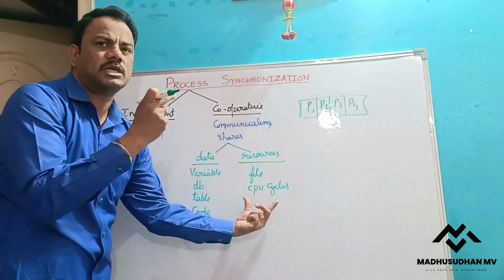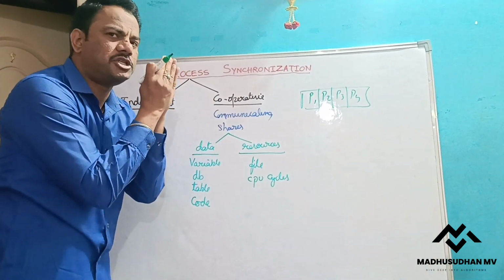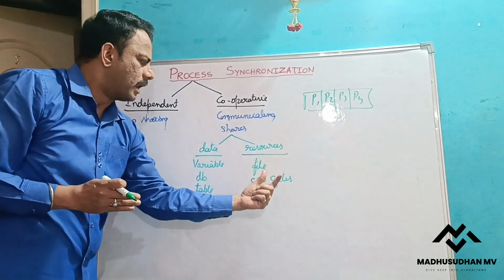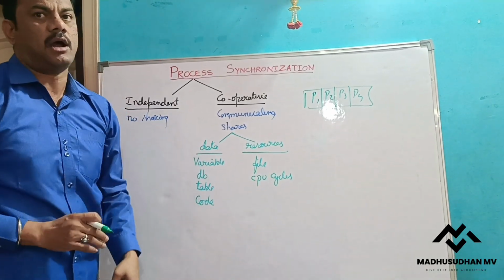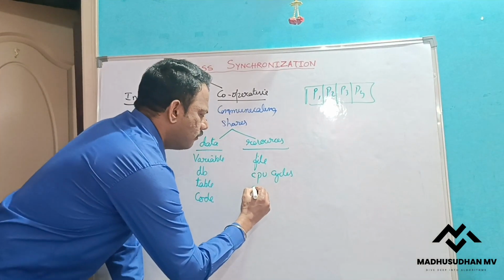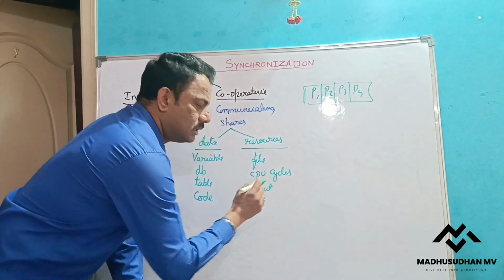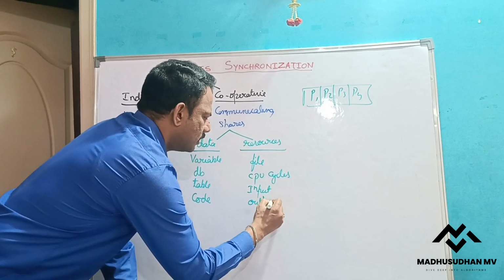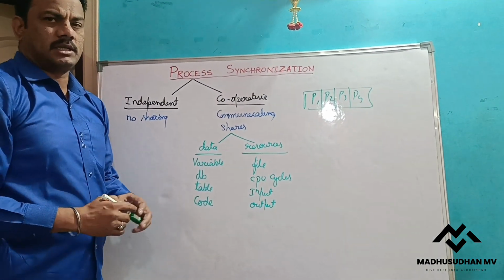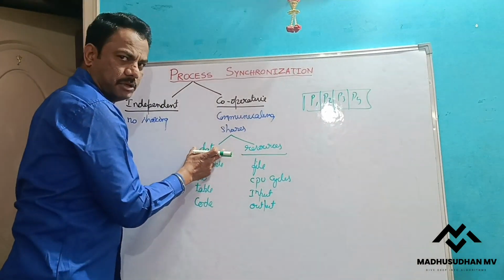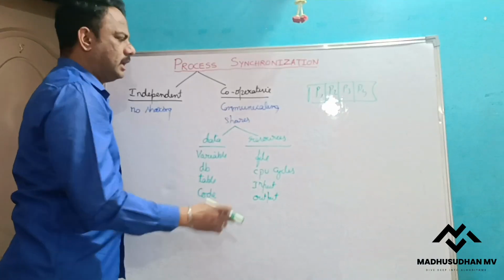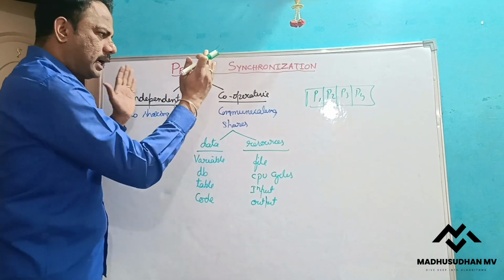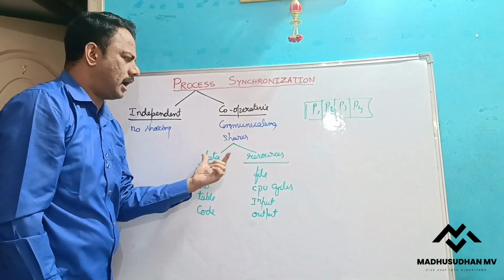So that means the CPU cycle will be shared, 10 microseconds for the first process, then 10 microseconds for another process. Like that, the CPU is shared among our processes. And other than that, we have some input devices. The input device is also shared among the processes. Similarly, the output device. So between two or more processes, data or resources can be shared. That means cooperative processes are the processes which are communicating with each other in order to share the data or the resources.